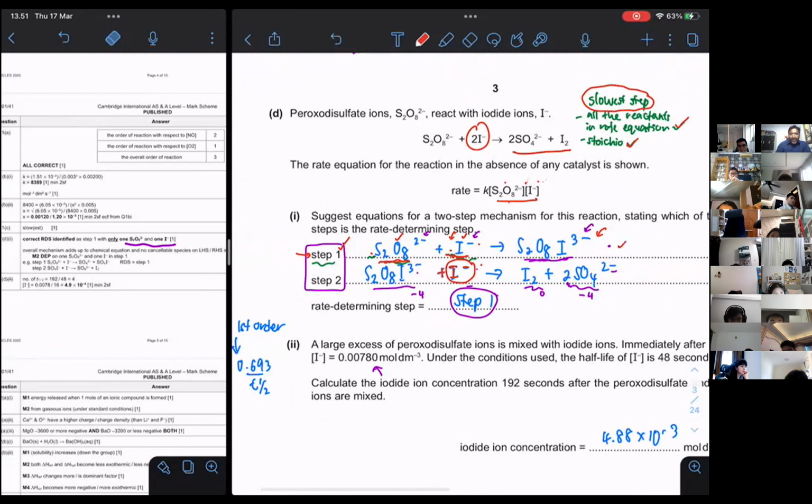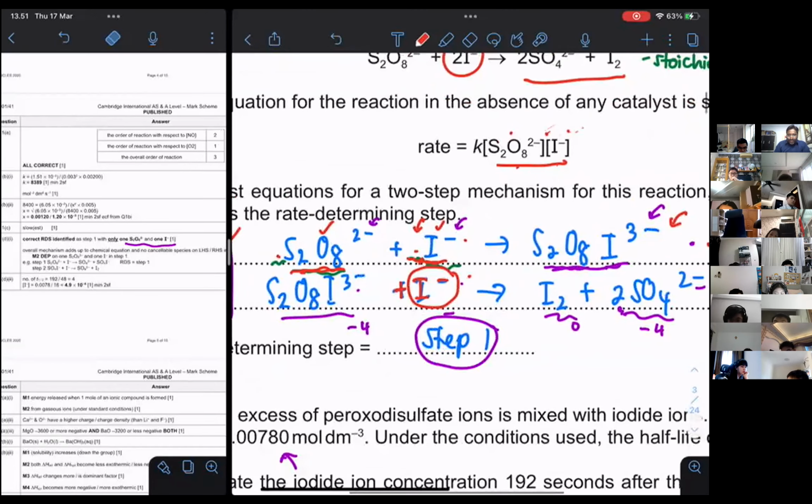So they are not going to deduct marks. Please remember that, but you need to be very careful. You need to follow certain procedures. Let's say my intermediate, I'm going to put S2O8 I minus. I put I over there.